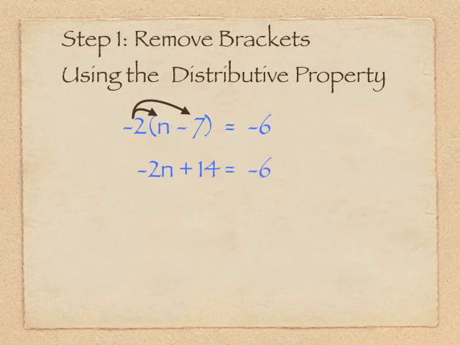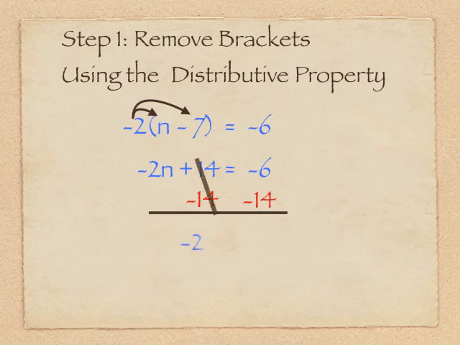Remove that plus 14, the addition, by doing the inverse. This is step 3. We do that to both sides and cancel out the 14s. So I'm left with negative 2n equals negative 6 minus 14. That's negative 20. Cancel out negative 2 times n. Remember, that's not n minus 2. That's not a subtraction. That's negative 2 times n.